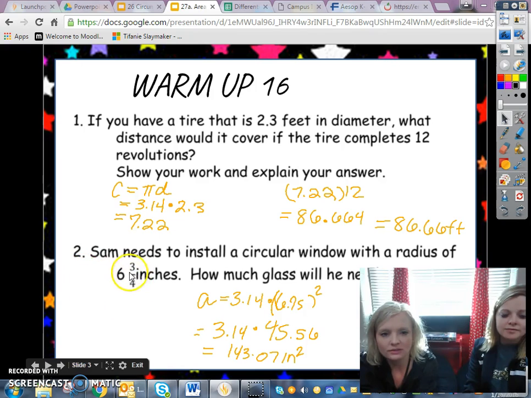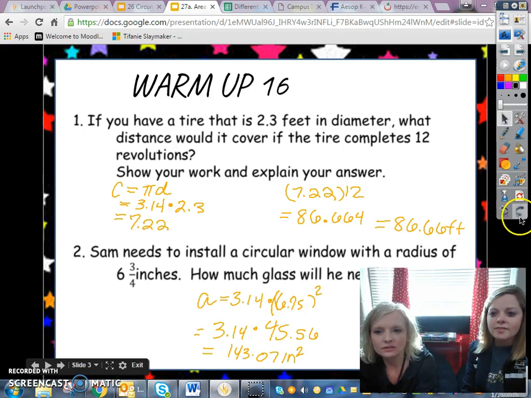Here we took this fraction and converted it to a decimal. When we do 6.75 times 6.75, that'll be 45.56, times our pi, 3.14, which will give us a total of 143.07 inches squared. Remember, when you're doing area, your units are squared.